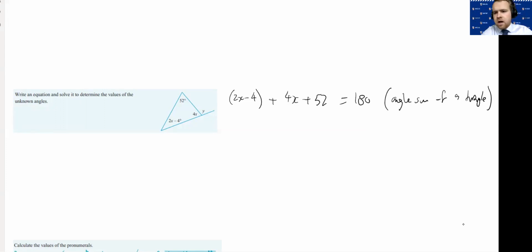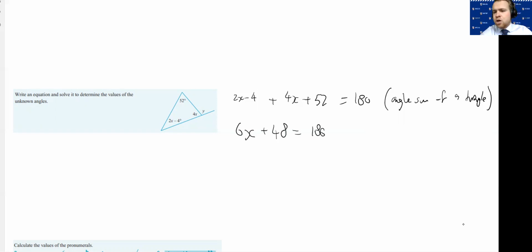Now, these brackets that I put in are just cosmetic. They're just there to see that that's one of the angles, and then I have the other two angles there. They don't actually do anything. They're not functional, so I can treat it as if these brackets were not there. If you prefer not to write them in the first place, you can, but you just know that you can mathematically work without them. So 2x plus 4x becomes 6x, and then 52 minus 4 becomes plus 48, and that equals 180.